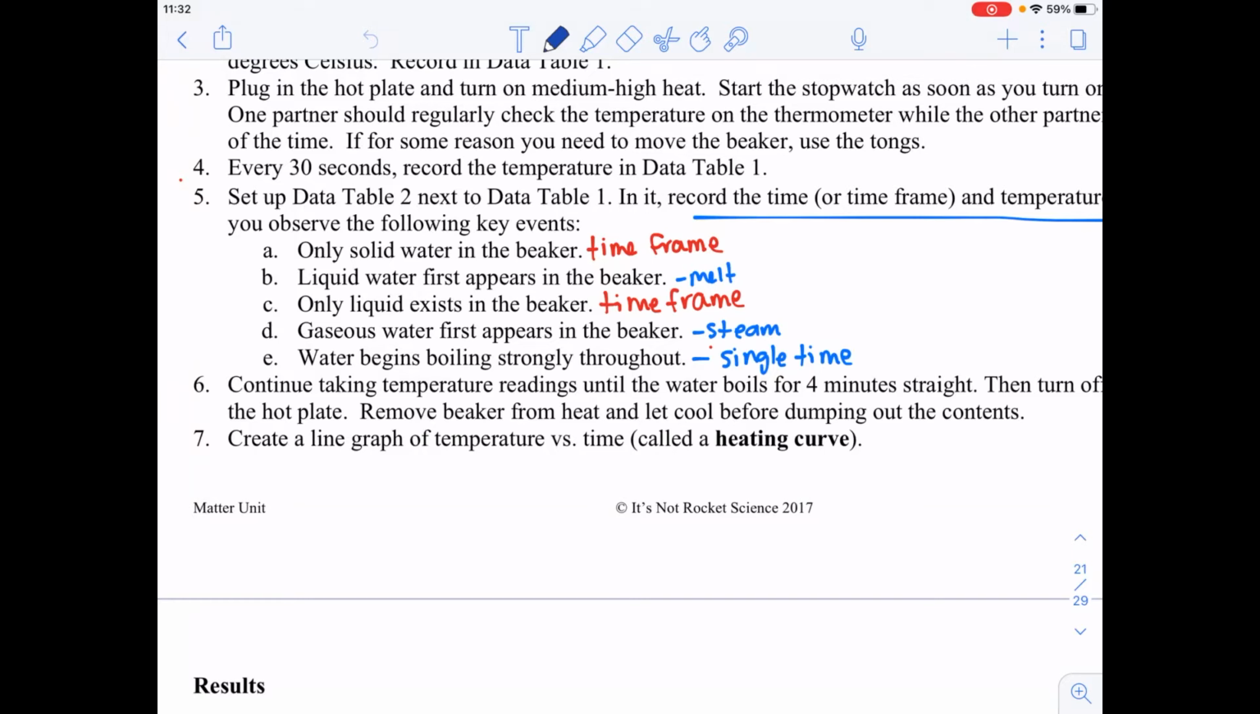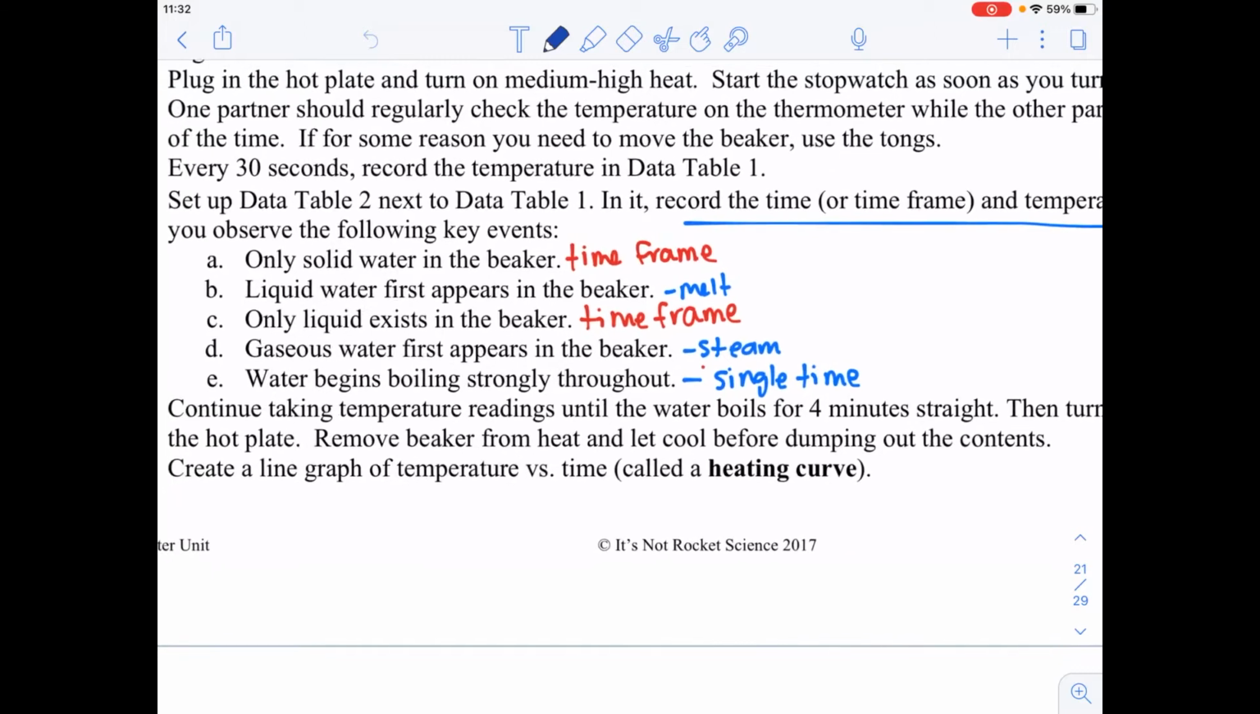So the first one, and these will happen in this order, A through E. The first one is we'll observe how long there is solid water in the beaker, and from what temperatures do we see solid water only in the beaker. And again, it'll probably be a time frame because it doesn't just happen in an instant. And so you'll want to make sure that you also have a temperature frame as well. So time frame and temperature frame for both of these.